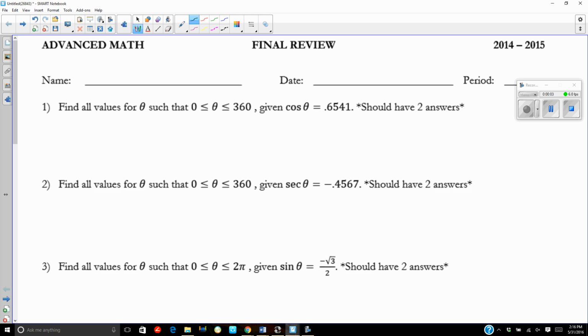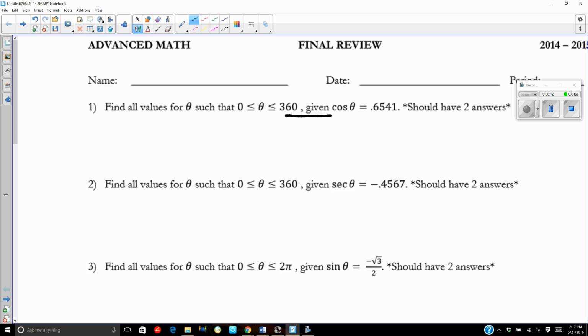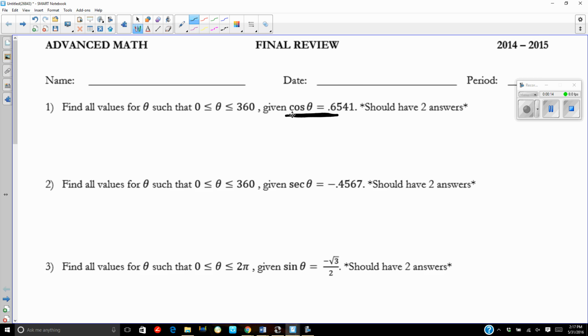All right, number one, find all values for theta such that theta is in between 0 and 360 degrees, given cosine of theta equals 0.6541. So first thing you should notice is cosine is positive. Cosine is positive in quadrant number 1.